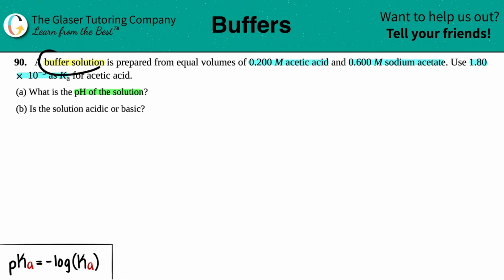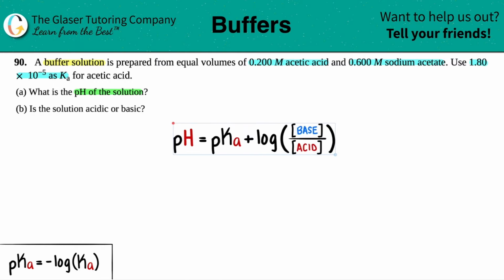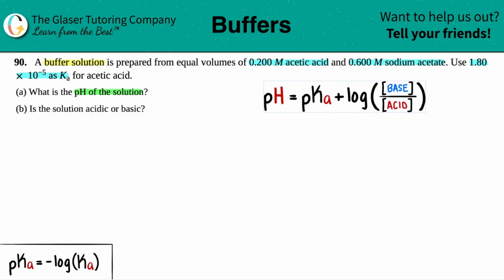When you're dealing with buffers and they're asking for the pH, the easiest way to do this problem is to just use the Henderson-Hasselbalch equation, which is this one right here. I'll put this over here because we have to use this for letter A. So we're looking for the pH, right? The Henderson-Hasselbalch is pH equals pKa plus the log of the concentration of the base divided by the acid. So we're solving for the pH, which means that we should know the pKa and the base and the acid concentrations. So let's start with the pKa value.